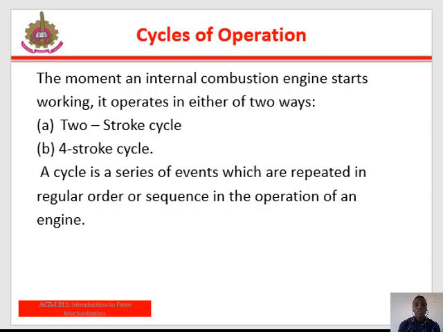Then we also have the 4-stroke cycle. In the 4-stroke cycle, the power stroke occurs in every other revolution of the crank. This translates to the crankshaft making 2 complete revolutions, and the piston making 4 strokes. Here, a stroke is the movement of the piston from one end of the cylinder to the other.